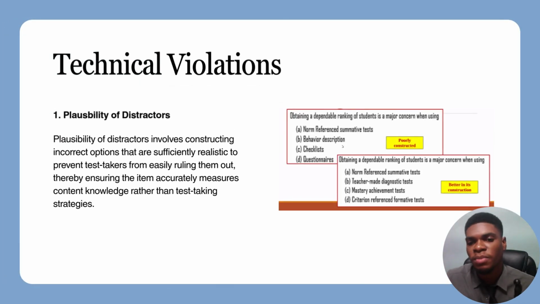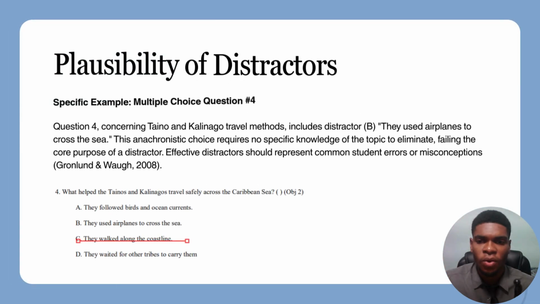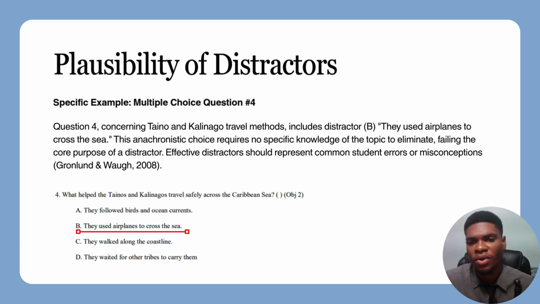The first of which is the plausibility of distractors. Now, plausibility of distractors involves constructing incorrect options that are sufficiently realistic to prevent test takers from easily ruling them out. One specific violation of this rule is question 4. Question 4 asks, what helped the Taínos and Kalinagos travel safely across the Caribbean Sea? Distractor B says they used airplanes across the sea. Now this is anachronistic and requires no specific knowledge of the topic to eliminate, failing the core purpose of a distractor.